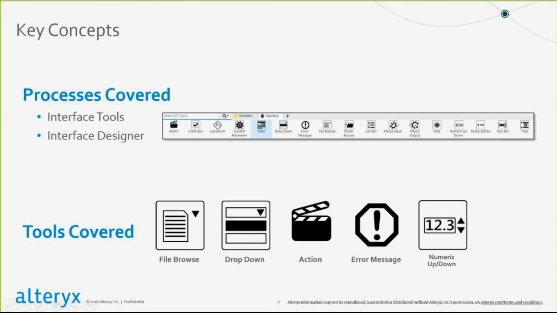In order to achieve this, we're going to be learning about a few different interface tools. We'll be learning about the File Browse tool, the Drop-Down tool, the Action tool, the Error Message tool, and the Numeric Up and Down. You can find these tools all within the Interface tab of your Designer. If you do not see the Interface Designer tab in your Designer at this moment, it's because we've actually hidden it until you've found a purpose to need it. So if you go over here to the top of your tool palette, you will find a plus sign where it will allow you to select what categories you expose. So if you don't see Interface there, go ahead and click on that plus sign and search through the categories that you'd like to expose, check it, and then it will show up within your tool palette.